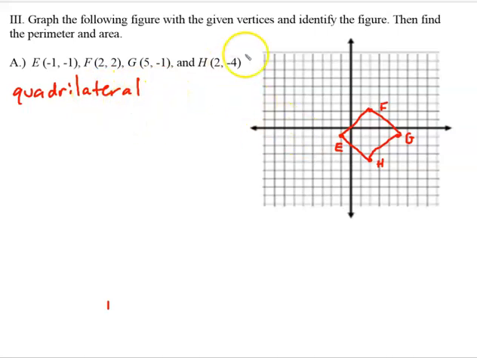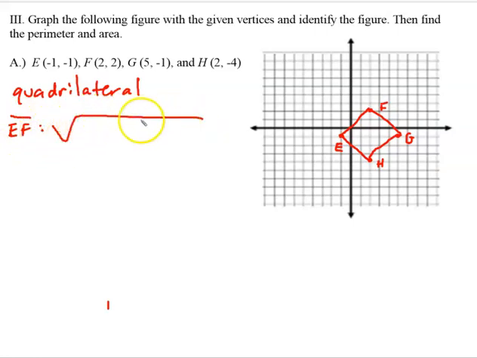And then let's go ahead. We're supposed to find the perimeter. So to find the perimeter, we need to know the length of these sides. So fortunately, we have a formula that helps us find the lengths of these segments, the distance, in other words, between these 2 points. So it really doesn't matter. We can start with the distance between E and F. So let's just do this EF distance.